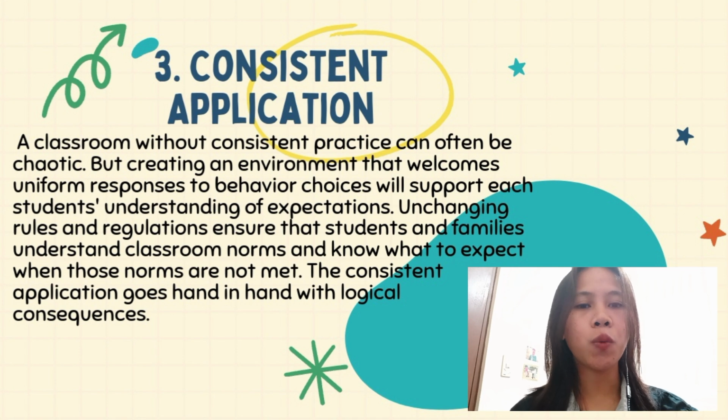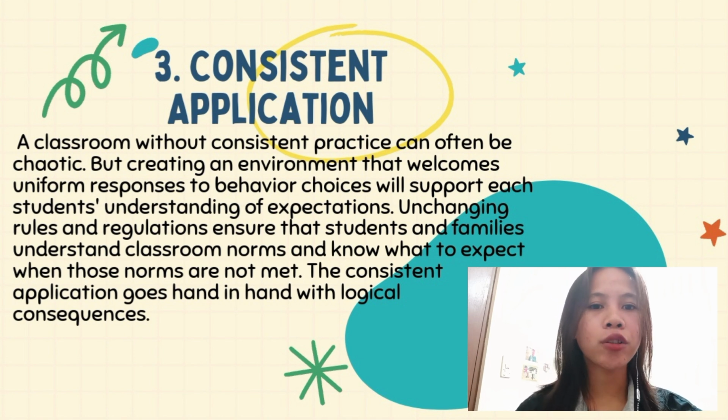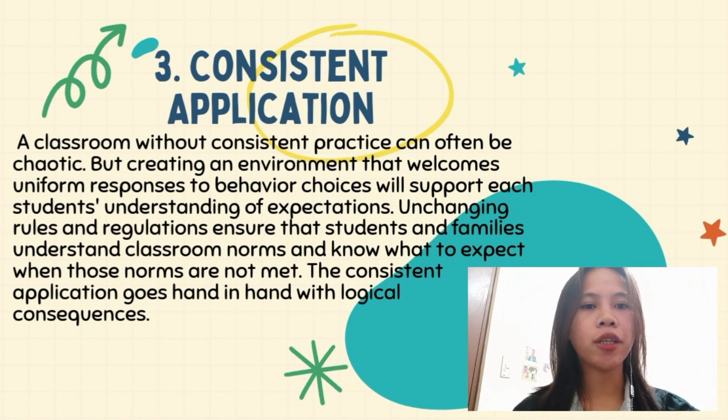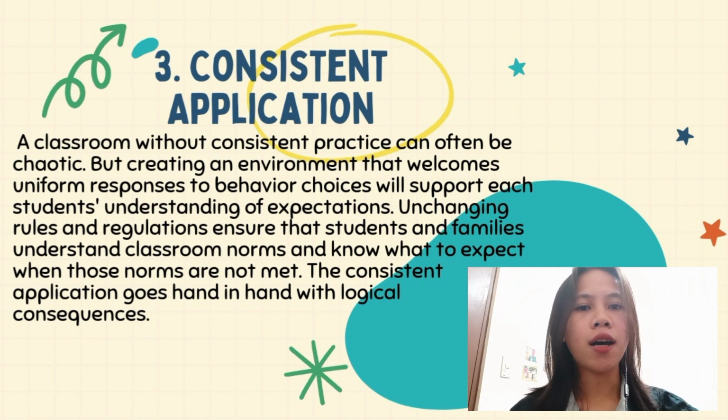So why does it matter? When students know what to expect, they feel more secure and are better able to focus on learning. Inconsistent enforcement of rules can confuse students and make it harder for them to understand what behavior is acceptable. Consistency also helps build trust between teacher and student, as students see that everyone is treated fairly.